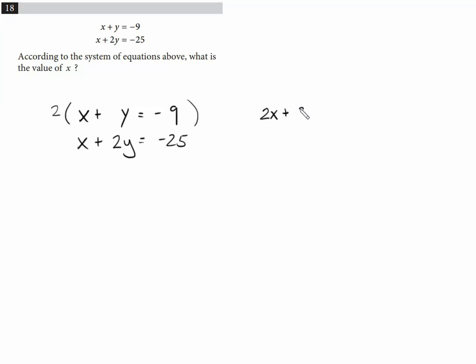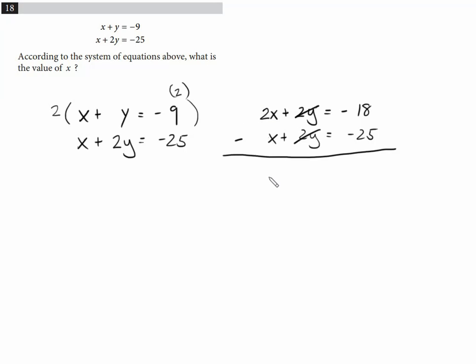So that gives me 2x plus 2y equals, and by multiplying by 2 I mean multiplying both sides of the equal sign, equals negative 18. And I don't have to change this second equation, but now I can basically subtract this entire bottom equation from the top one, which allows me to cancel out the two y's.